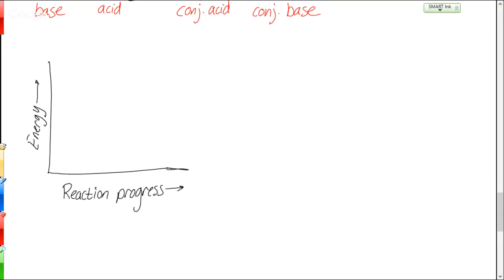So if I told you that you mix some stuff in a test tube and it got hot to the touch, what does that tell you about the relative energies of this reaction? Is energy being released or is energy being absorbed? Released, right? If it feels hot, that means the energy is going out into your hand. So if energy is being released, what does that tell you about the relative positions of the starting and ending points? Is the ending point going to be lower in energy or higher in energy than the starting point?